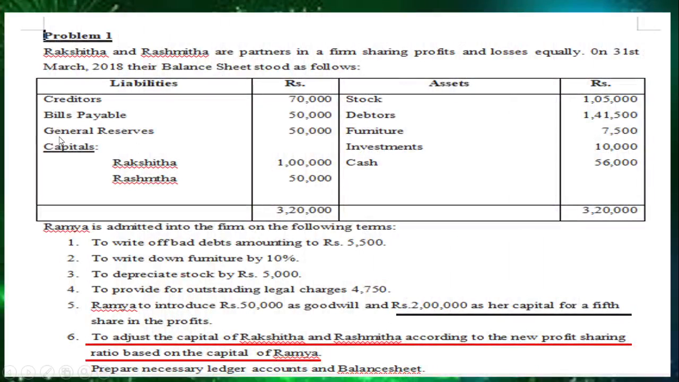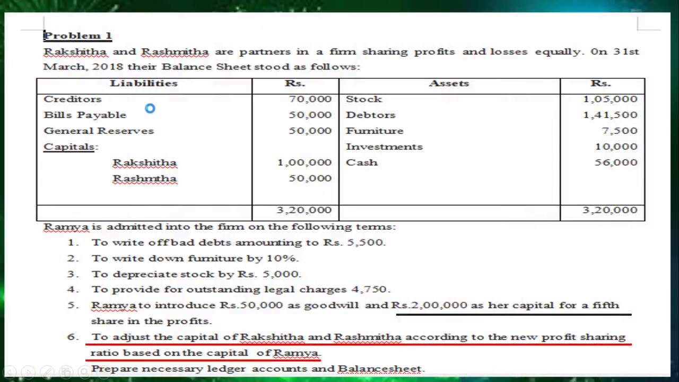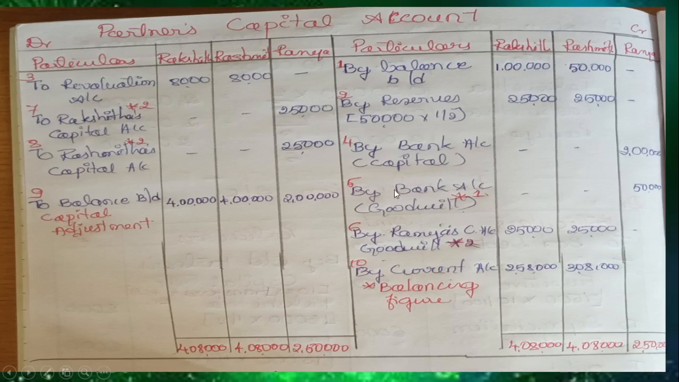The second thing, if they have given any free reserves or profit and loss account in balance sheet, we need to transfer this balance. So this general reserve of 50,000 transferred to partners capital account by reserves in their old profit sharing ratio. So 50,000 into 1 by 2, 25,000. Again 50,000 into 1 by 2, it is 25,000. And the next entry is to transfer the balance of revaluation account. So in revaluation account, we have a loss of 16,000. It is transferred as 8,000 and 8,000. So this balance transferred to partners capital account debit side to revaluation account 8,000 and here 8,000.